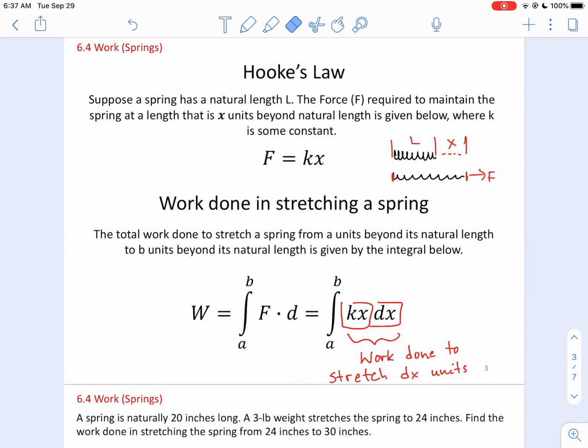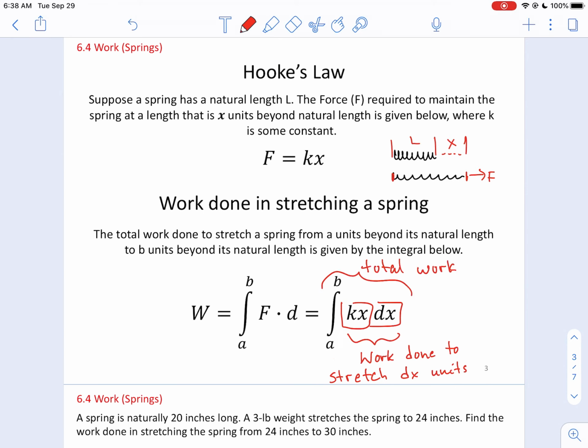When I multiply kx times dx, I get how much work was done just for that increment. And then to get the total amount of work done, work is additive. So if it takes so much work to go the first inch, and then so much work to go the second inch, and then the third inch, you just add those works together to get the total work. So this is where the integral comes in. This is doing the sum of all the incremental works to get the total work.